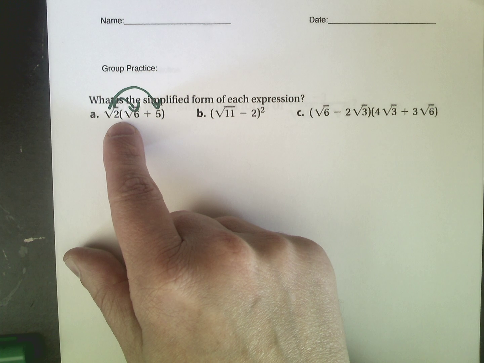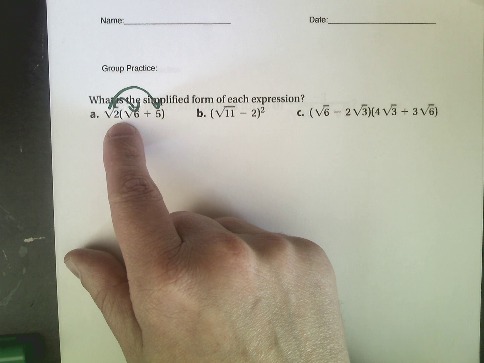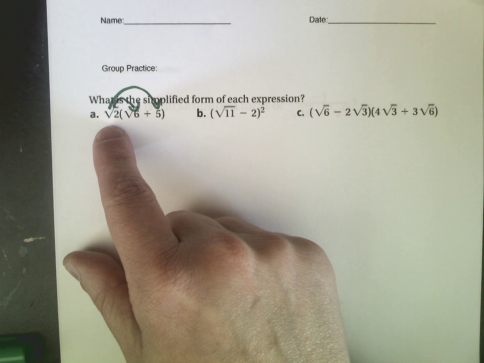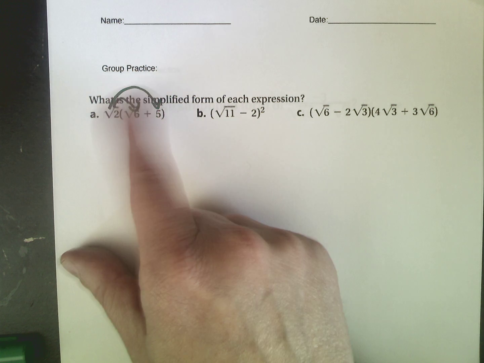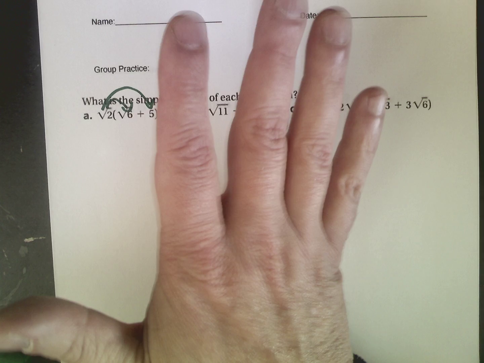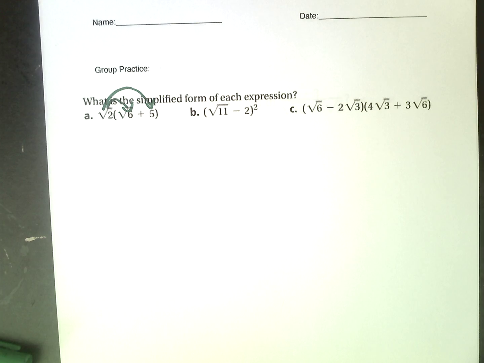And I see right away, this looks familiar. This is my distributive property. I just have to multiply this by this and this by this. I do it like I've always done. Okay, so our basic rules are not going to change. So I'm going to do this.